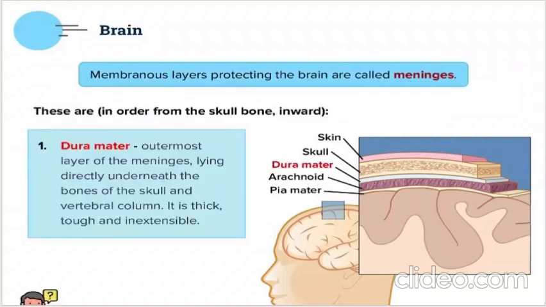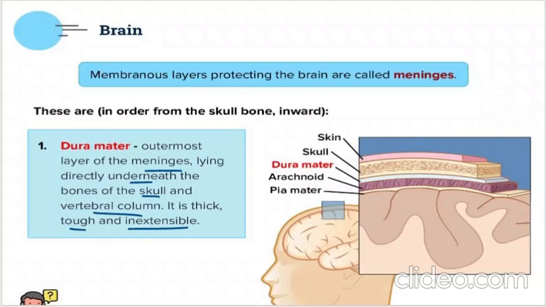First, the dura mater. It is the outermost layer of the meninges, lying directly underneath the bones of the skull and vertebral column. Exactly below the cranium we have the dura mater. It is very thick, tough, and inextensible, so that the brain doesn't get any damage.